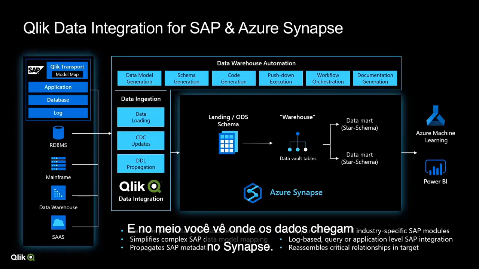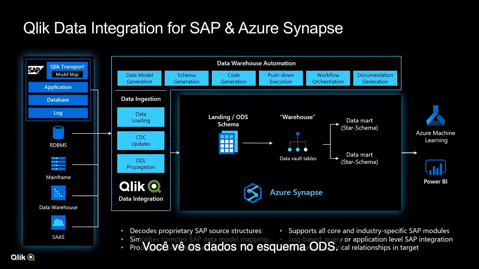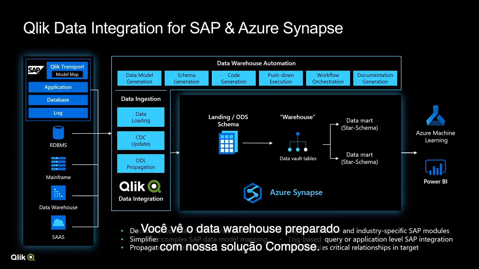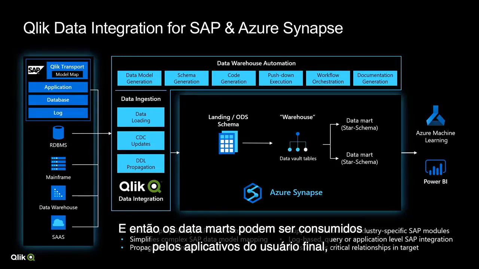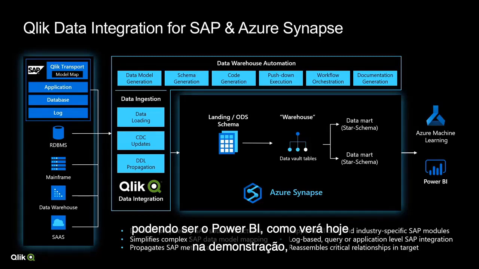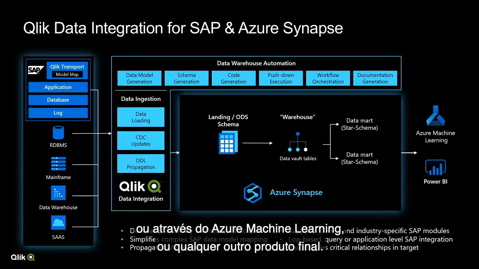And in the middle, you see where the data lands in Synapse. You see the data land in the ODS schema. You see the data warehouse prepared with our Compose solution, and the ultimate result is the data marts. And then the data marts can be consumed by the end user applications, whether that be Power BI, as you're going to see today in the demo, or through Azure Machine Learning, or any other end product.